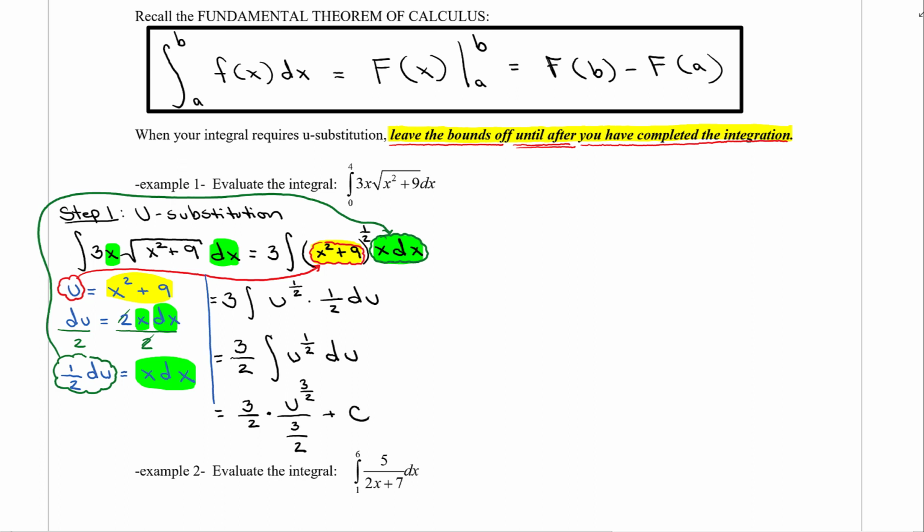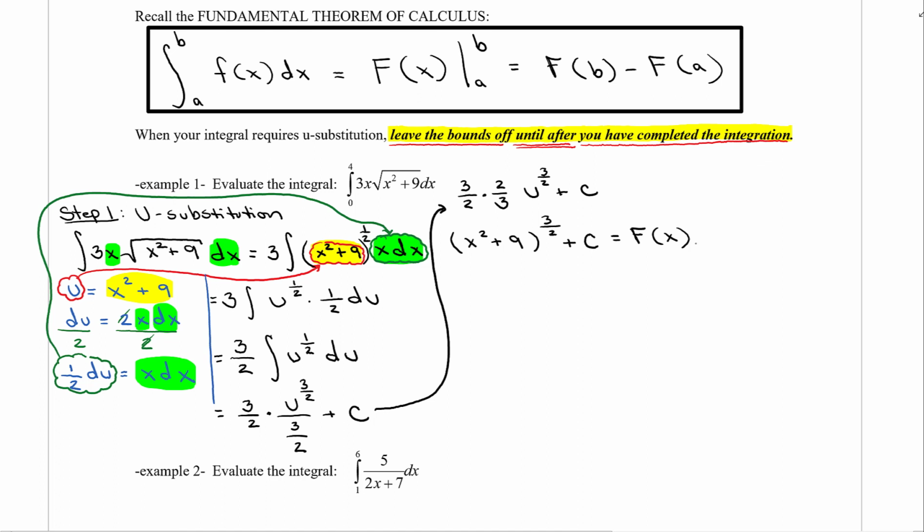We can simplify this a little bit more. So I'm going to draw an arrow pointing at this part of the problem up to the upper right hand side of my screen, and I'm going to write 3/2 times 2/3 times u to the 3/2 power plus c. So 3/2 times 2/3 is just going to give me a 1. So I'm just going to go ahead and replace my u with the x squared plus 9 in parentheses and raise that to the 3/2 power plus c. And this is going to be equal to my uppercase F of x.